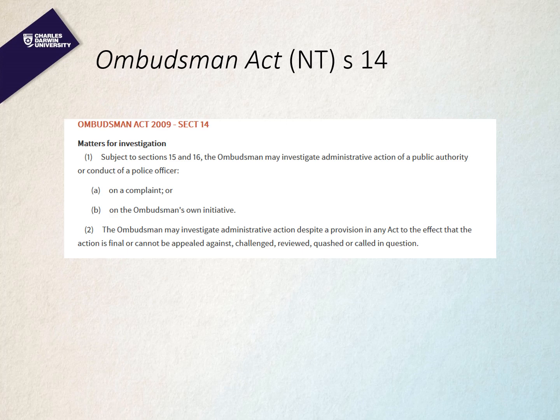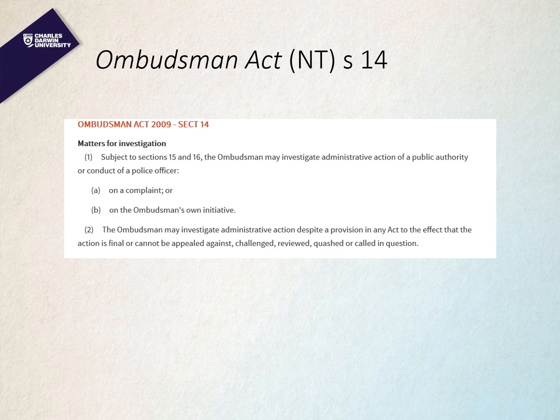The Ombudsman could investigate the alleged actions of Superintendent Owen, irrespective of whether there was a complaint by an aggrieved person. Subsection 2, the Ombudsman may investigate administrative action despite a provision in any act to the effect that the action is final or cannot be appealed against, challenged, reviewed, quashed or called into question. Now that rider or saving provision for the Ombudsman's jurisdiction is something that will mean more to you when we get to privative or ouster clauses under judicial review.